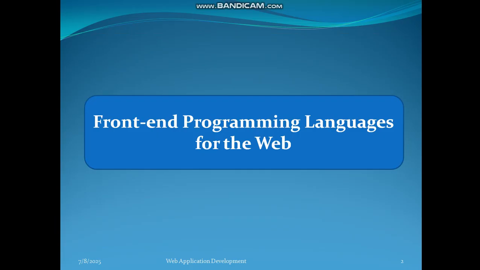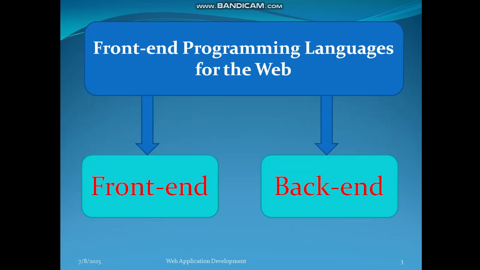Today we are going to explore the front-end programming languages for the web, mainly focusing on HTML and CSS. Let's begin with this diagram. Web development has two main sides, the front end and the back end. First, the front end is everything that the user sees and interacts with directly in the browser: text, images, buttons, forms, etc. Second, the back end, on the other hand, handles everything behind the scenes: the server, database, and application logic. Our focus in this chapter is the front end.